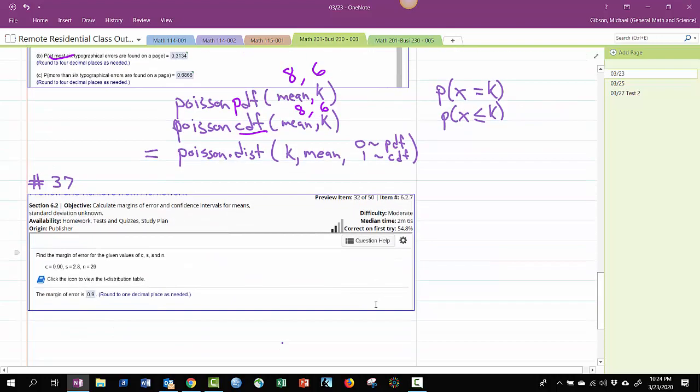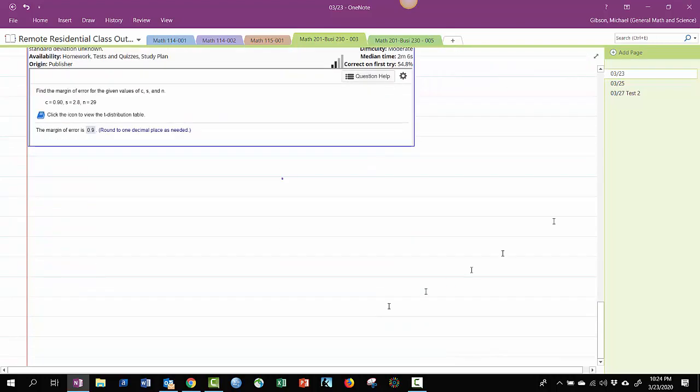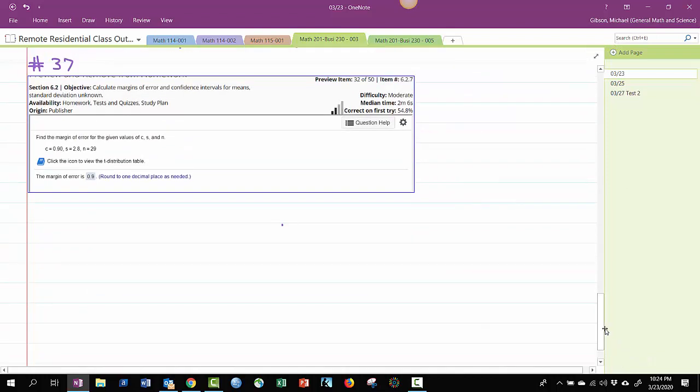All right, let's move on to our last one. This is number 37 in the review. This one was pretty widely missed. I'm going to guess it's because of a little twist.